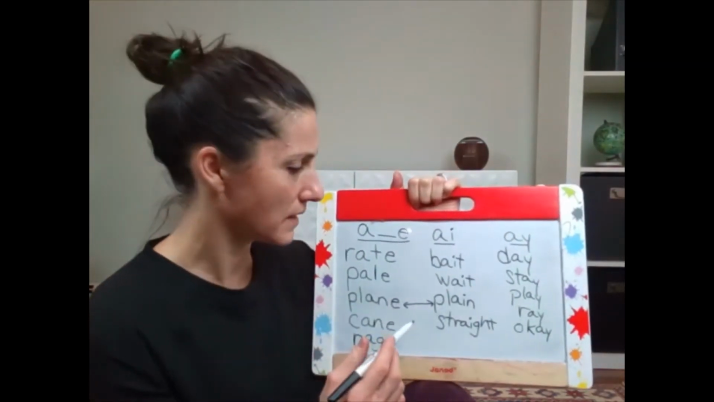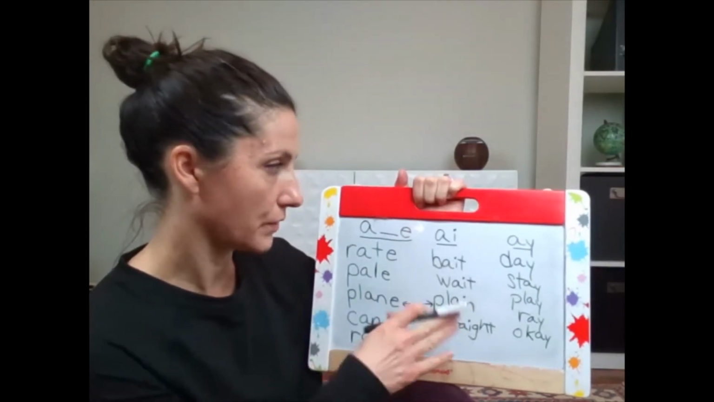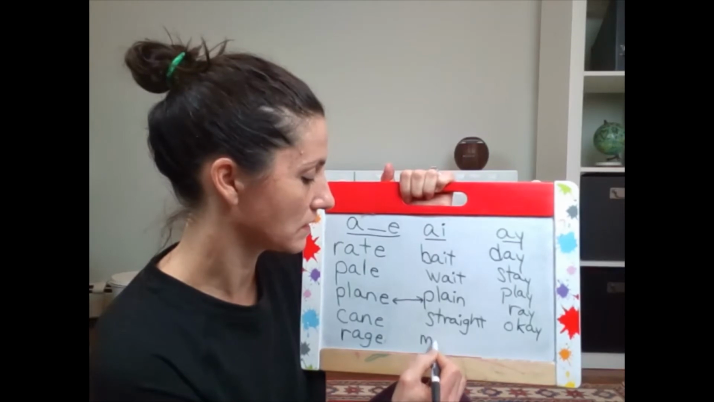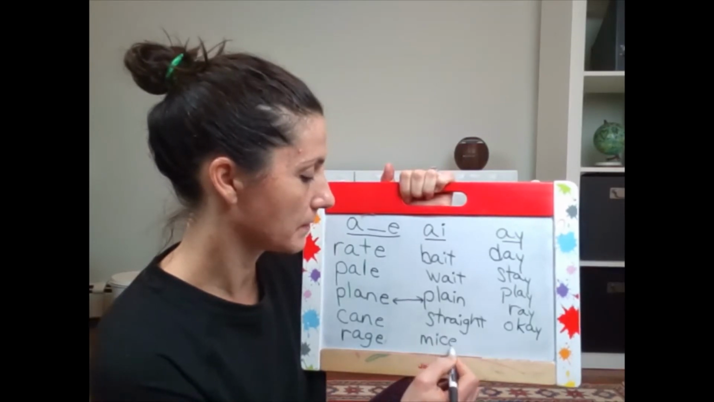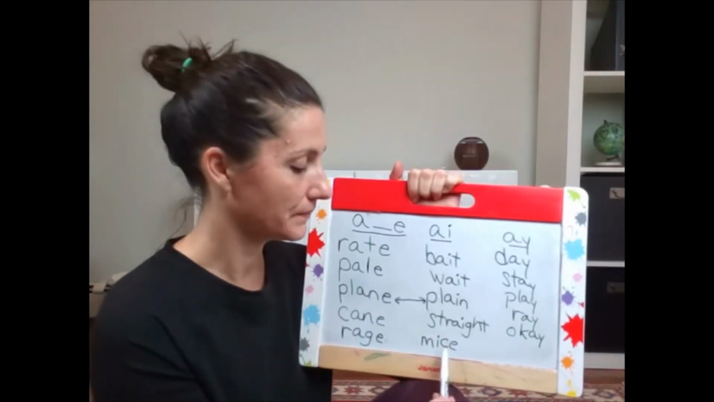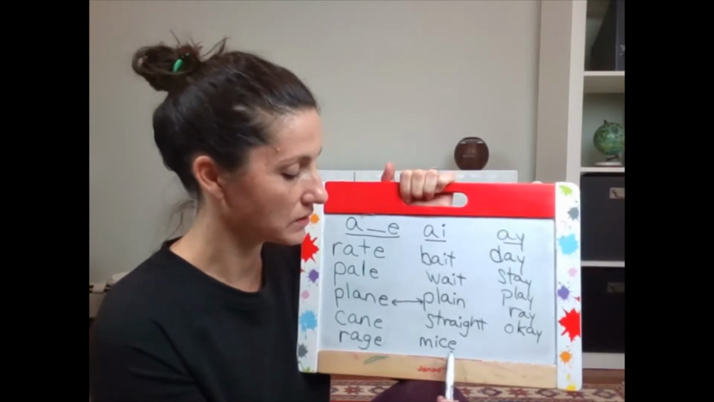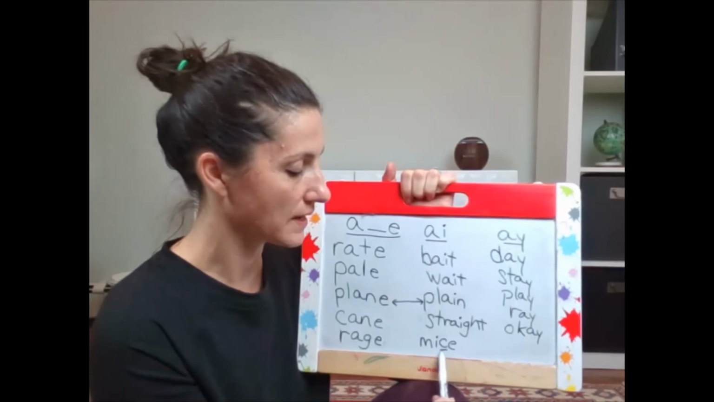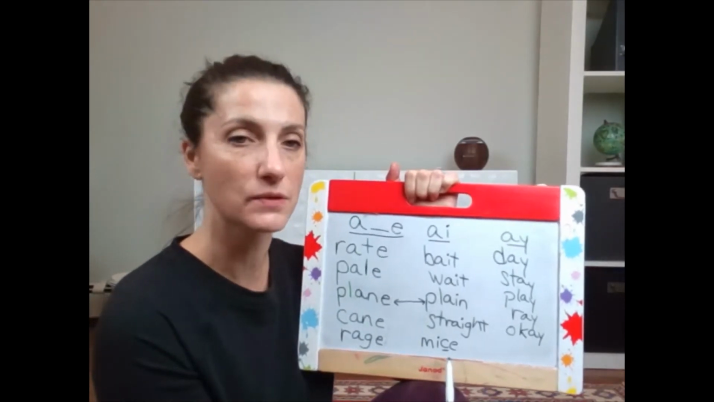So let's do one example. It doesn't go along with this, but if we have the word, for instance, mice, right? The C is followed by an E. So it makes it the soft sound. Soft sound sounds like S for soft.